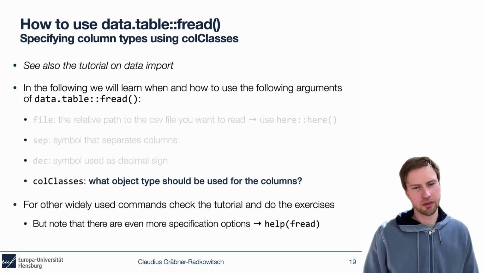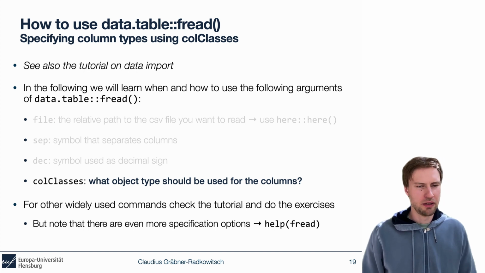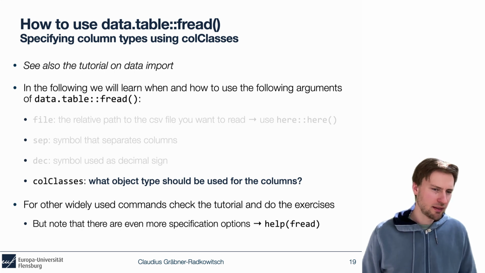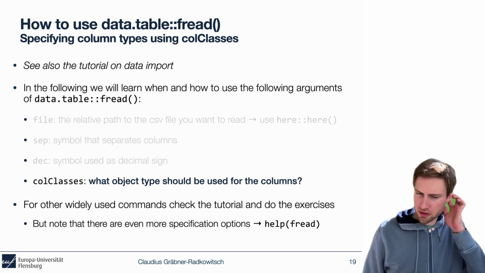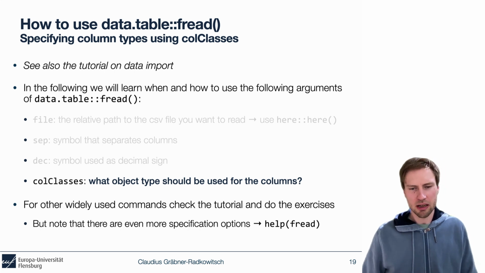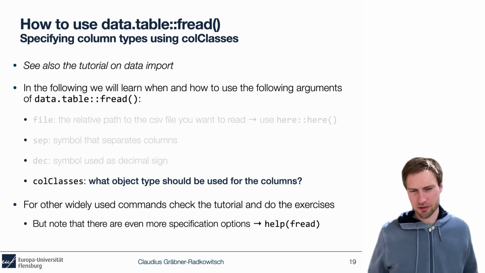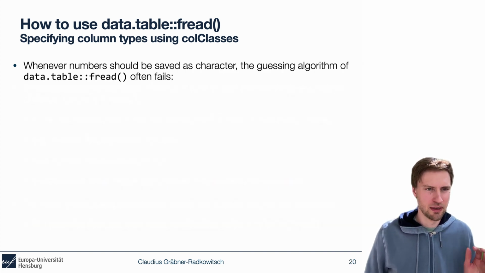Okay, so now we come to the third and last example that we want to go through here, namely using the optional argument colClasses. colClasses is used in situations that are usually a little bit more intricate than the ones that we already covered. colClasses can be used to specify the object type that R should use to encode the column of the table that you import. And this already sounds a little bit more difficult. So just look at an example to clarify what this is actually used for.